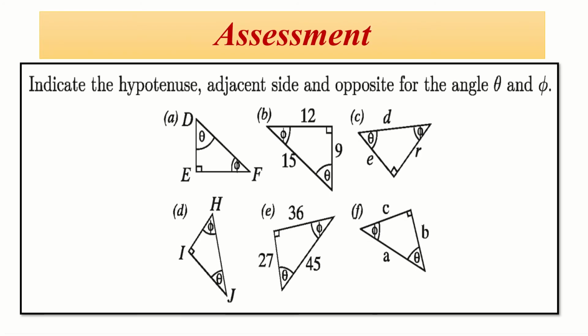So using these two examples, you can easily find the hypotenuse, adjacent side, and opposite side for the angles theta and phi. Here for the angle theta, EF is the opposite side, DE is the adjacent side, and DF is the hypotenuse. Similarly, for the angle phi, DE is the opposite side, EF is the adjacent side, and DF is the hypotenuse. Similarly, for other triangles, you can easily find the hypotenuse, adjacent side, and opposite side. So everybody will calculate this.